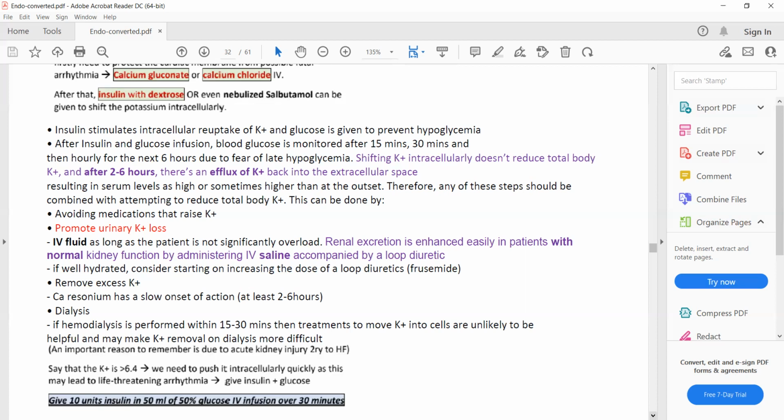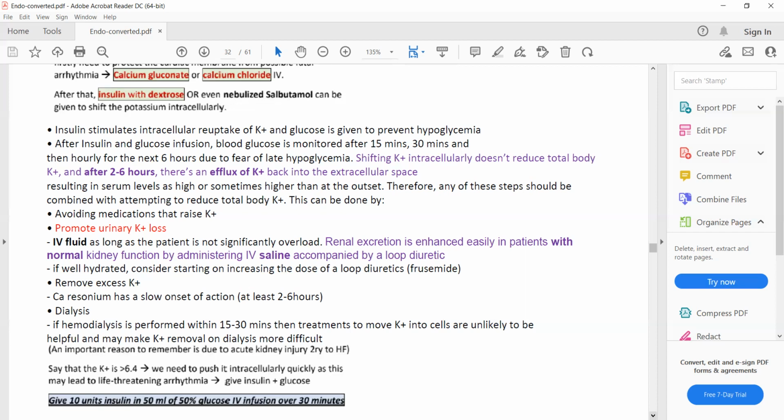So if there is edema, then you will avoid IV fluid or normal saline as a management of hyperkalemia. We were discussing management of hyperkalemia, and we can remove the potassium from the body. The only method by which we can remove the potassium ion from the body is to promote urinary potassium loss. And how can that be done?